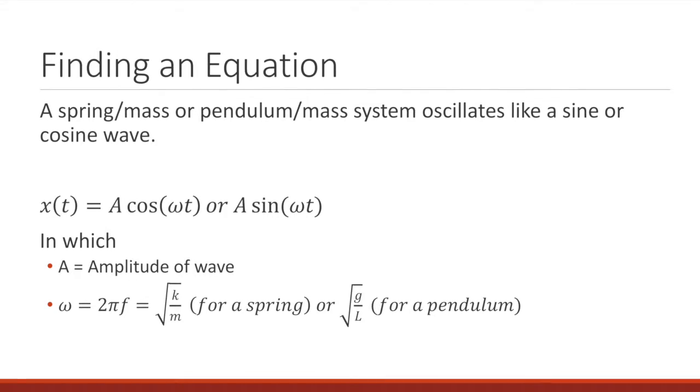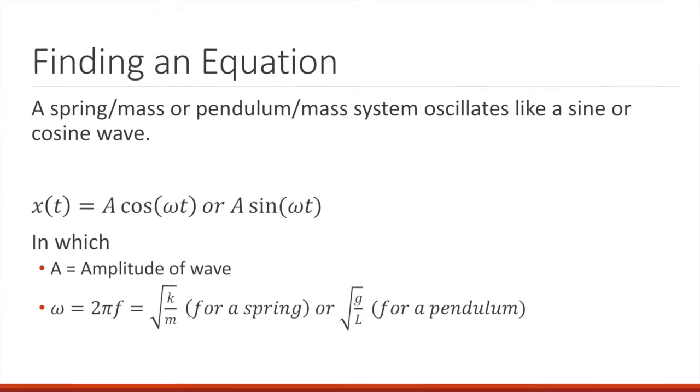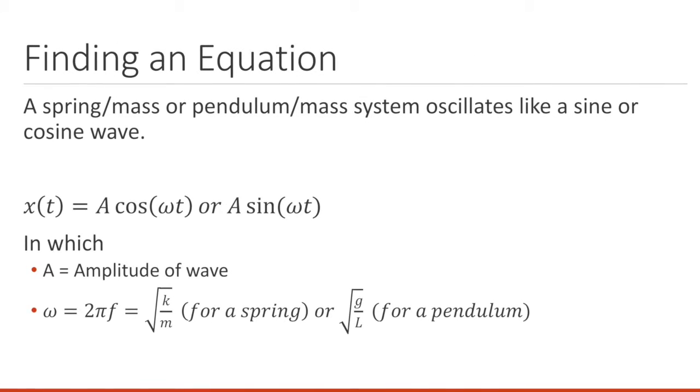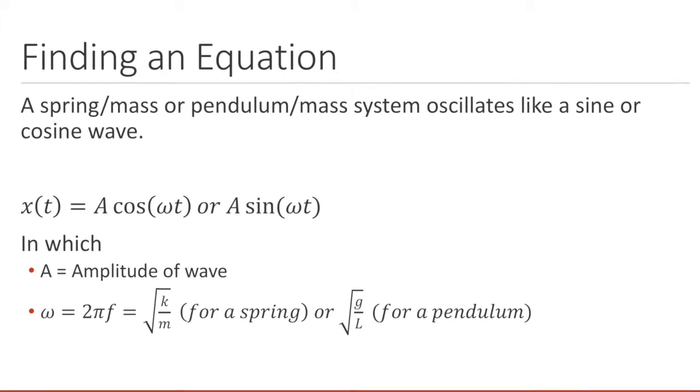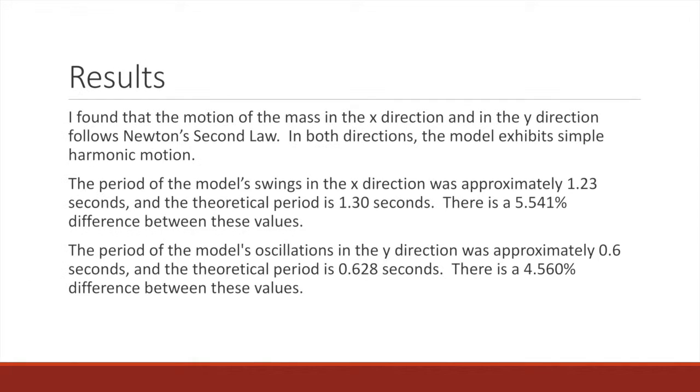When we use the guess and check method, we find that position is equal to A cosine omega t or A sine omega t, in which A is the amplitude of the wave and omega is 2 pi times the frequency. As a result of this lab, I found that the motion of the mass in the x direction and in the y direction follows Newton's second law. In both directions, the model exhibits simple harmonic motion.